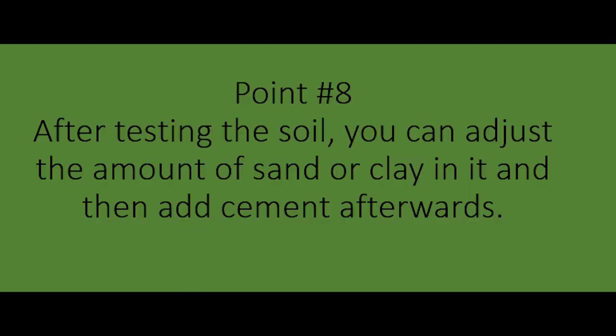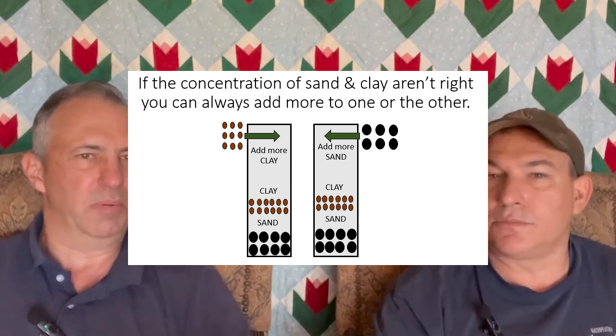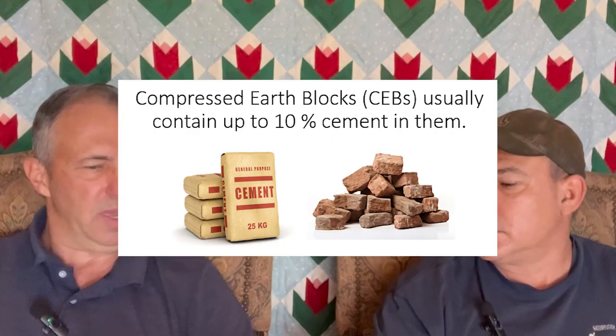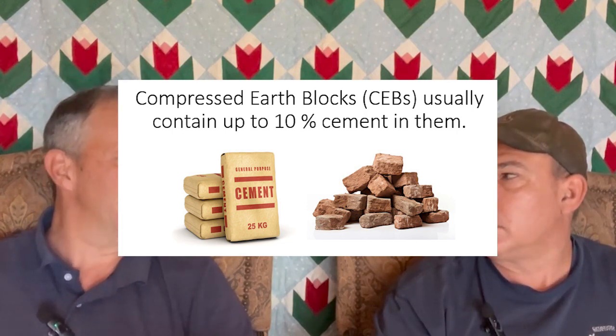Point number 8. After testing the soil, you can adjust the amount of sand or clay in it and then add cement afterwards. So if it's not right, you can add a little more sand or a little more clay, depending on what you need. What a lot of them do is they'll add 10% cement. Now, I know we just talked about how bad cement was, but it's only 10%, so it's saving 90%. I heard it's between 5 and 10%.